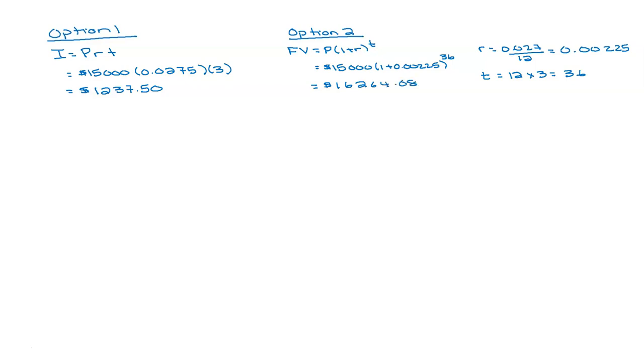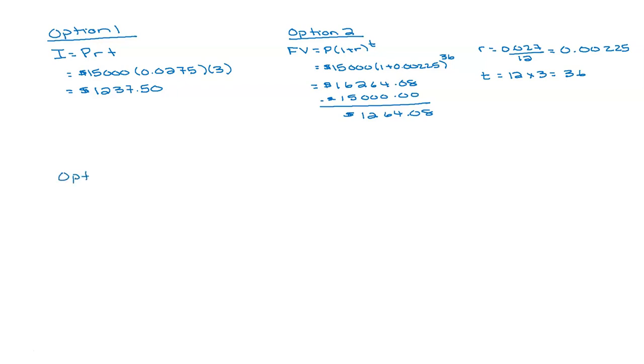$16,264.08. Now I'm trying to see which option is the best, so let's subtract the initial amount he borrowed to see how much interest he's paying. So let's subtract $15,000 from this. So he paid $1,264.08 in interest with option 2.